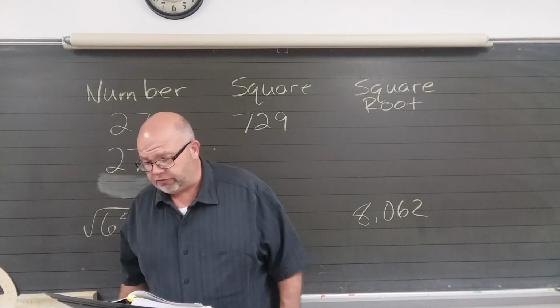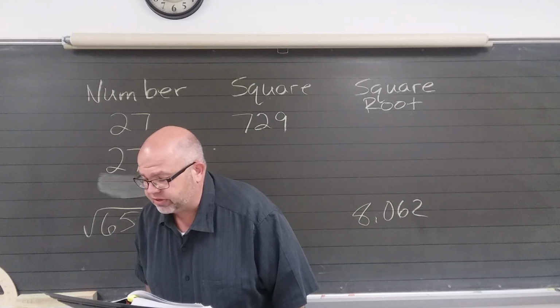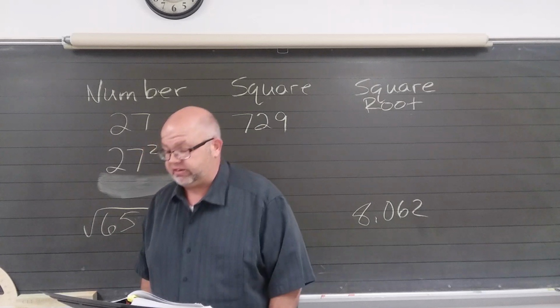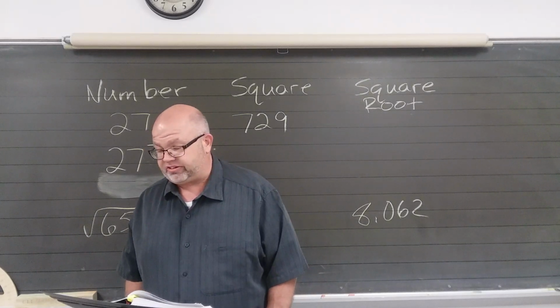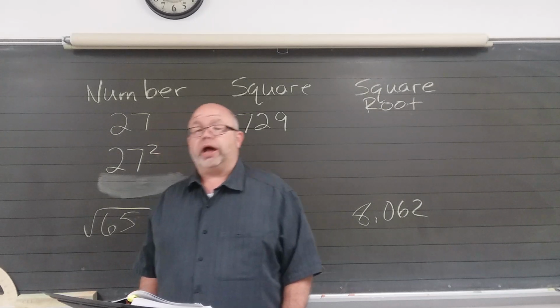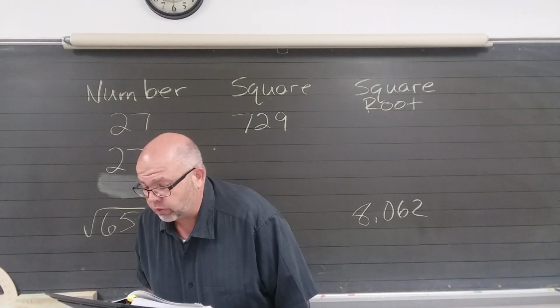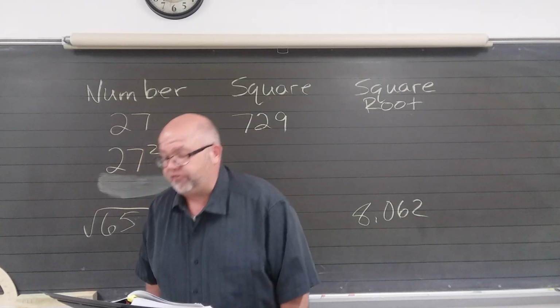Number 20, solve the wages. Brandon worked 34 hours for $17.75 an hour. Carefully multiply $17.75 times 34. That's $603.50.